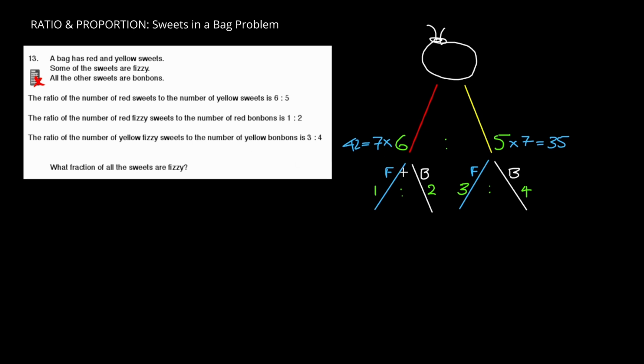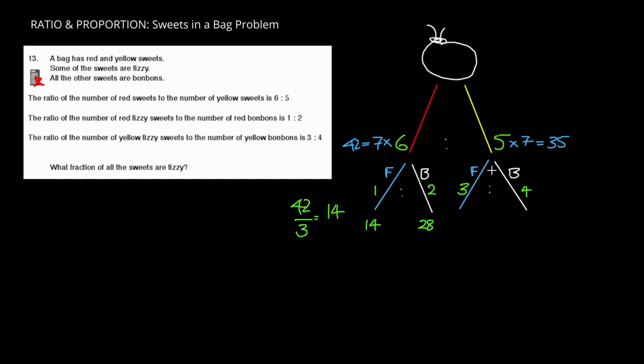So we've now got 42 sweets, which we're splitting into 3 compartments. So we've got 42 sweets in 3 compartments, and that is equal to 14 sweets in each compartment. So we've got the number of fizzy sweets, and that's going to be 14 sweets there, and because we've got 2 compartments of bonbons, each containing 14 sweets, we've got 28 bonbons there. 14 plus 28 makes 42, so we're okay.